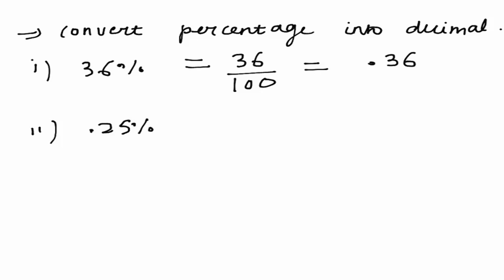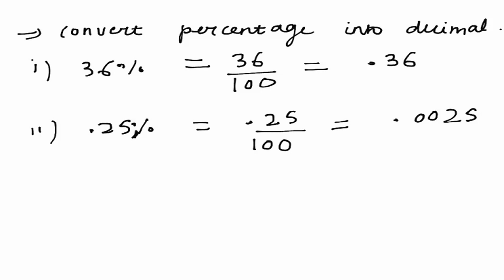The next we have is 0.25%. Here we already have a decimal point. First of all, we will convert it into fraction form. It will give us 0.25 divided by 100. Now in decimal form, we can write it as 0.0025.